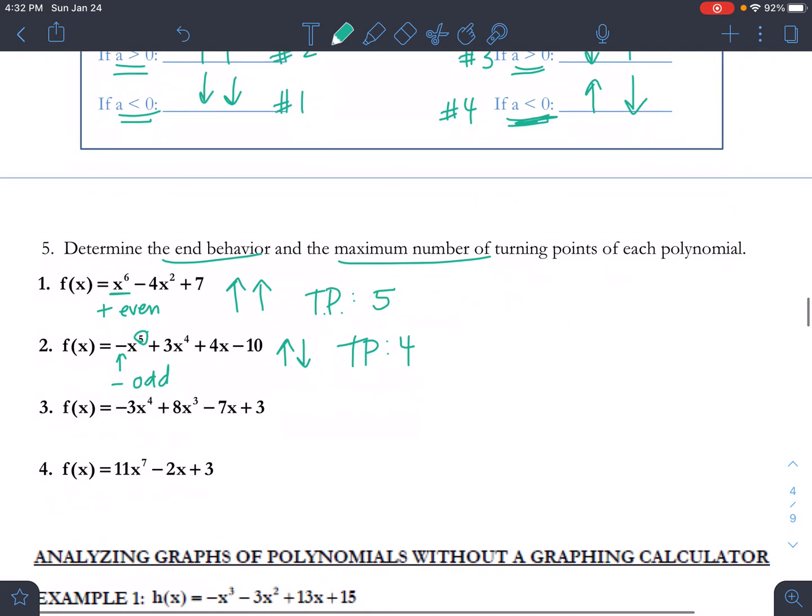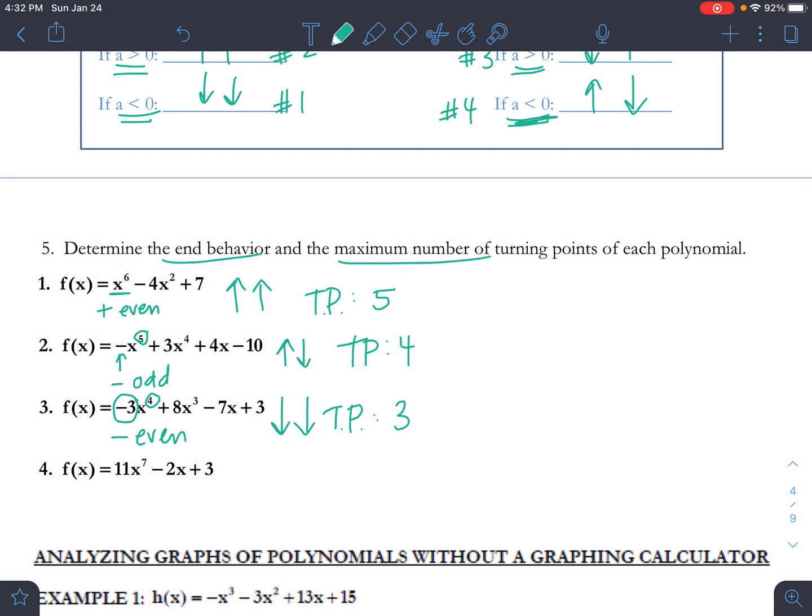All right, and how about number 3 here? Negative 3x to the 4th, so negative, and then it's an even power. So negative even is down, down. Turning points, 1 less than the degree is 4, so turning points at the most 3.